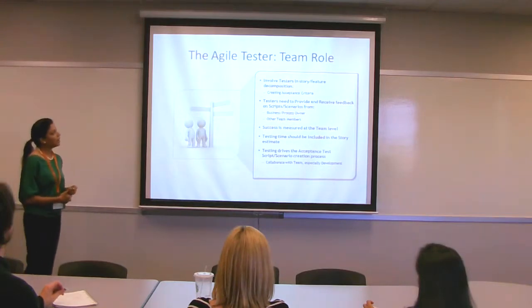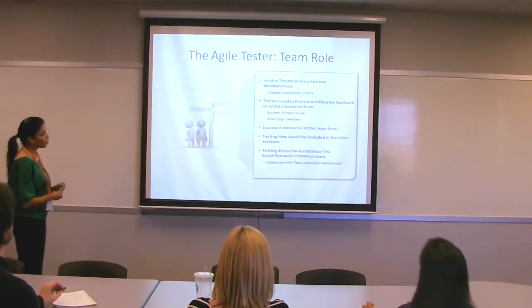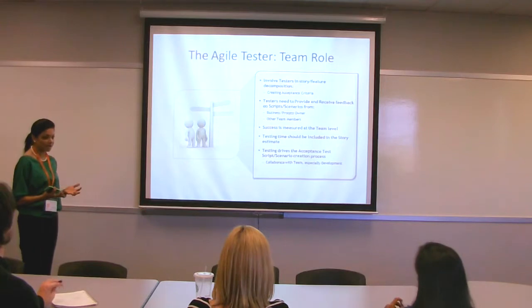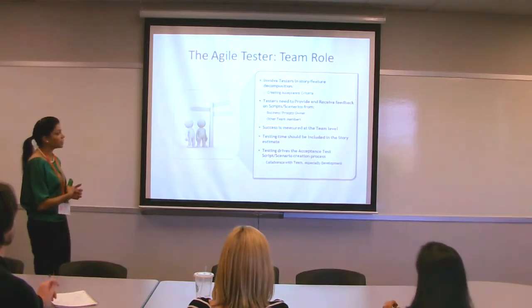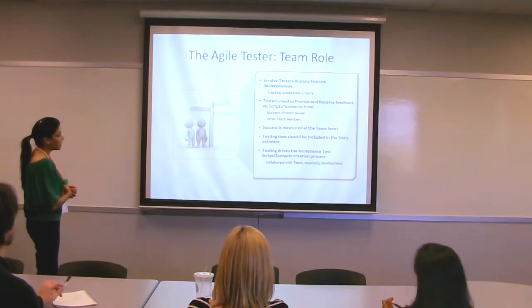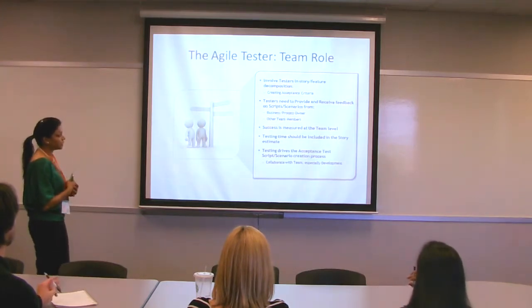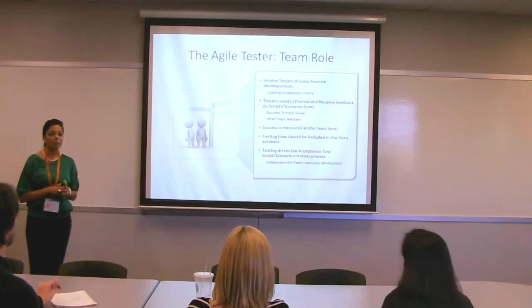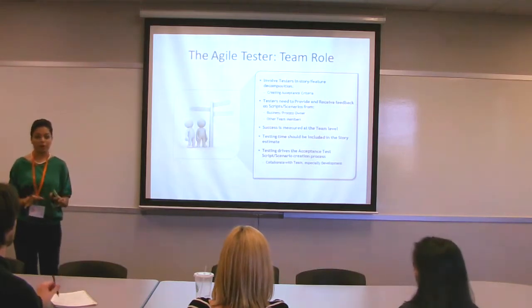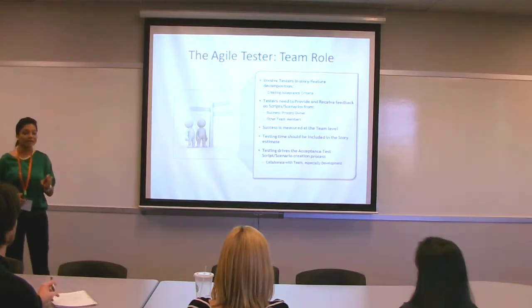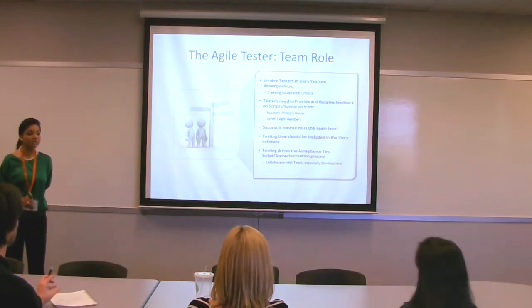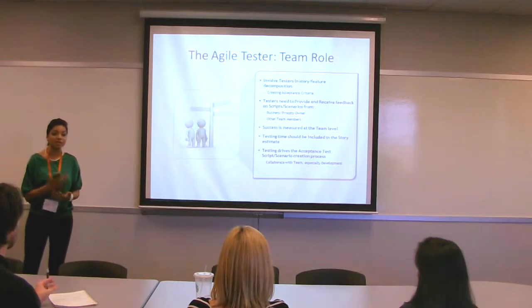Again, the team role. Involve testers in story and feature decomposition and in creating acceptance criteria. We talked about this. Testers need to provide and receive feedback on script scenarios from business process owners and other team members. This is something most Agile books will probably not talk about, but I put it in there because I think it is very important to share some of our tests and scenarios with the business to see if we have the same thought process.